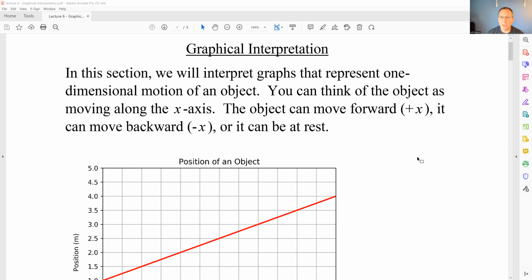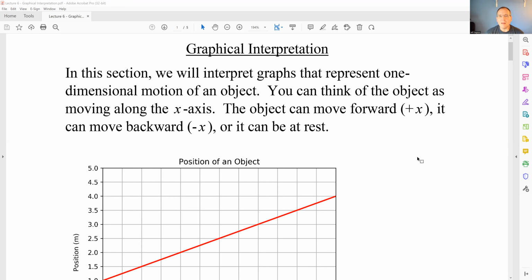In this lecture, we're going to talk about graphical interpretation. So basically what we're going to do is interpret position versus time graphs and velocity versus time graphs. We'll answer questions about each of those types of graphs. And then given a position versus time graph, we'll draw the corresponding velocity versus time graph, what that would look like. And given a velocity versus time graph, we'll draw the corresponding acceleration versus time graph.